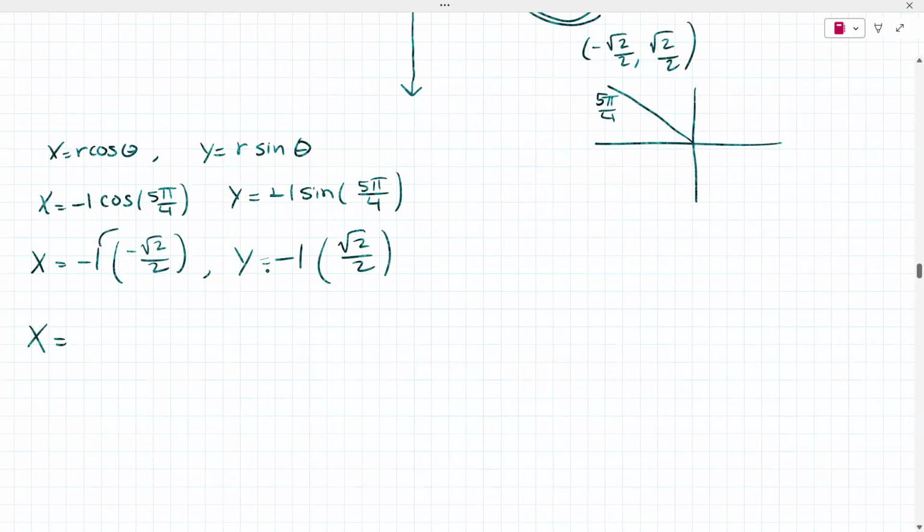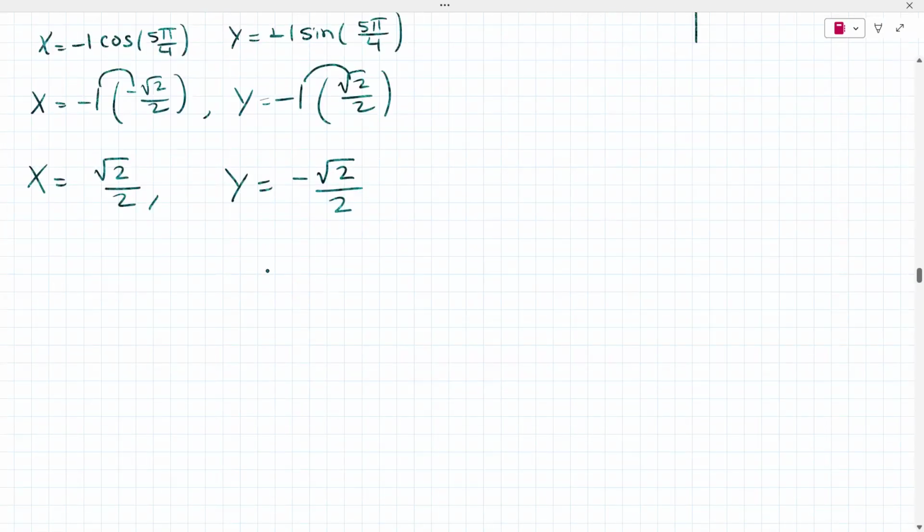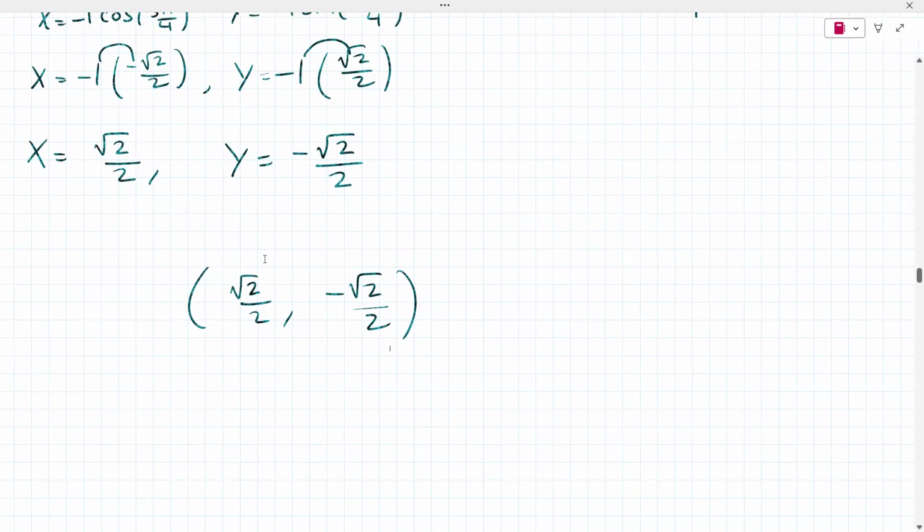And then -1 times negative is positive, so that would be positive radical 2 over 2. And my y is -1 times this, which is just negative radical 2 over 2. So our final answer as a coordinate is radical 2 over 2, and then my y coordinate is negative radical 2 over 2. Okay, that's it. Okay, let's move on.